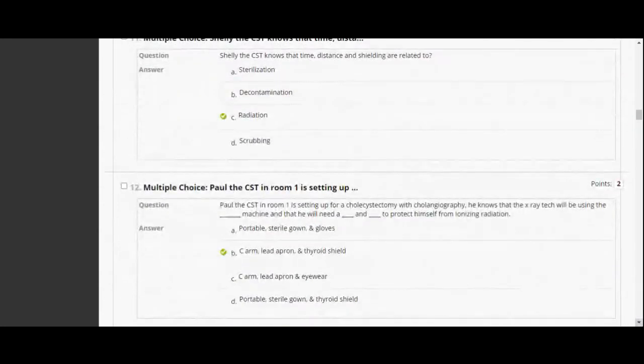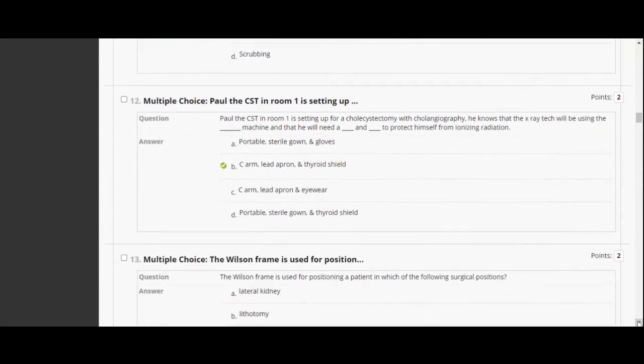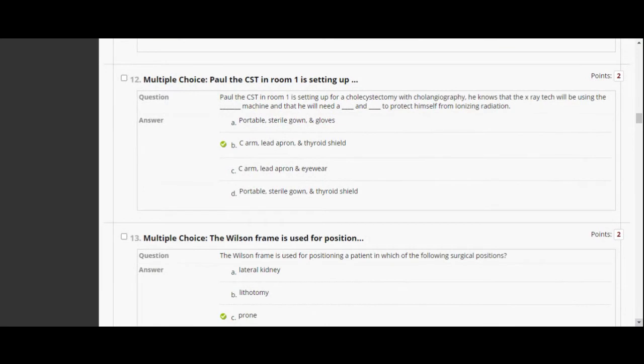Shelley, the CST, knows that time, distance, and shielding are related to radiation. Paul, the CST in room 1, is setting up for a cholecystectomy with cholangiography. He knows that the X-ray tech will be using the blank machine and that he will need a blank and a blank to protect himself from ionizing radiation. So C-arm, lead apron, and a thyroid shield.